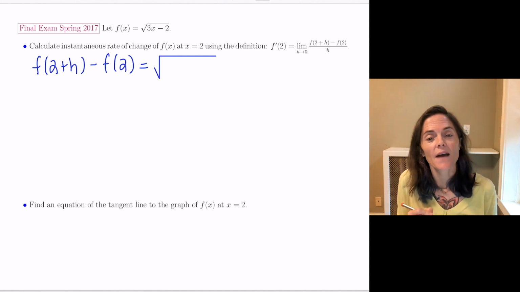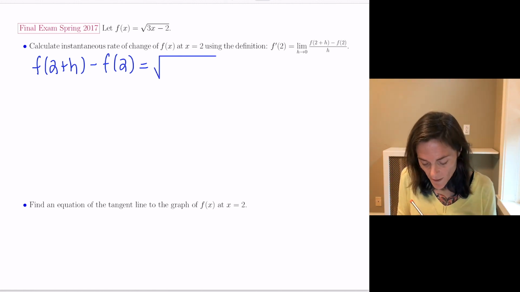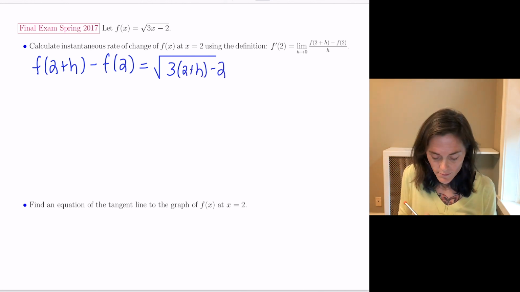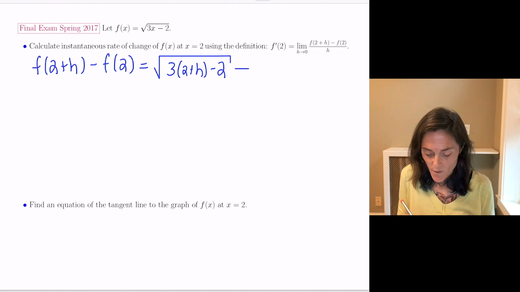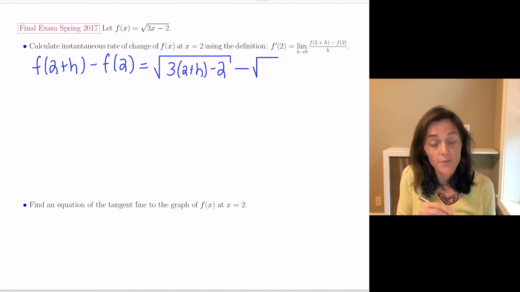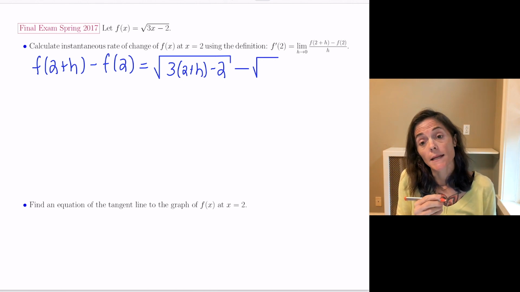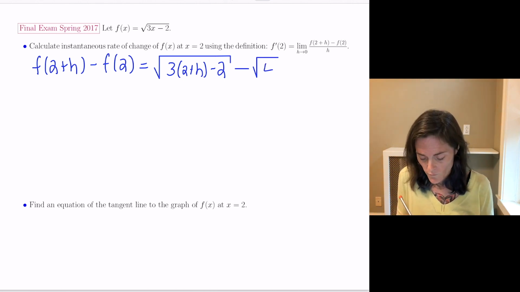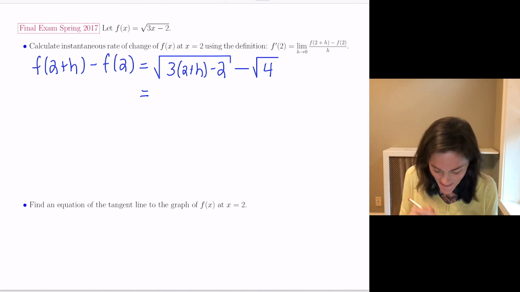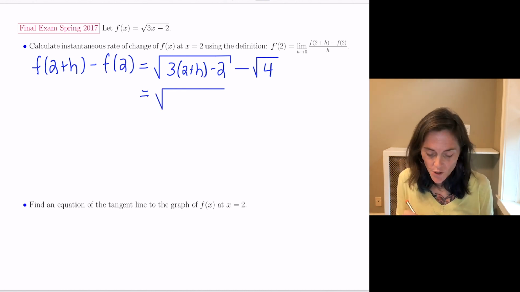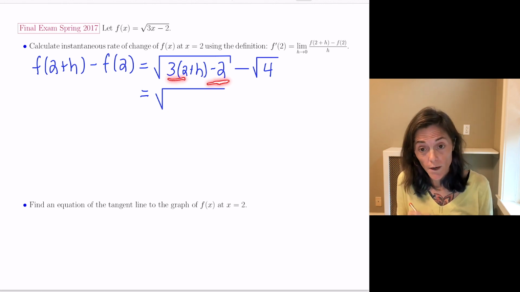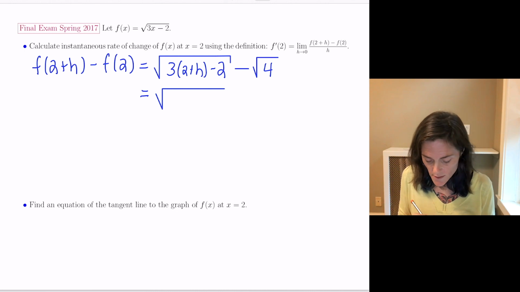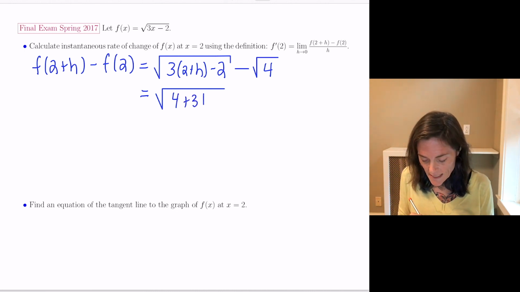So first we evaluate at 2 plus h. We have the square root of 3 times 2 plus h minus 2. Then evaluate at 2. Here I have the square root of 6 minus 2. Oh, okay, it's the square root of 4. Well, let's simplify both of these here. My first term, you see I have 6 minus 2, which is 4, and then I have plus 3h. So this is the square root of 4 plus 3h, then subtract off 2.